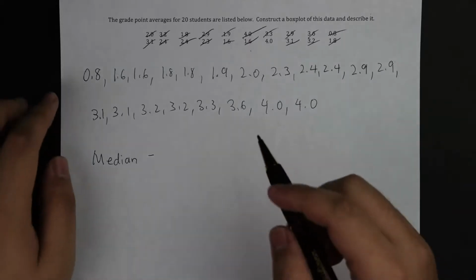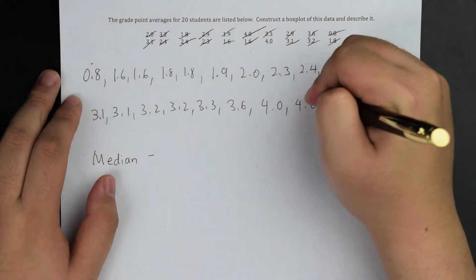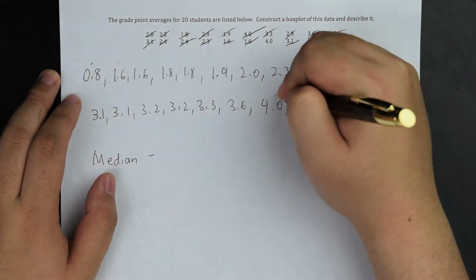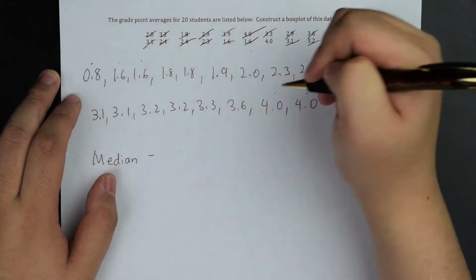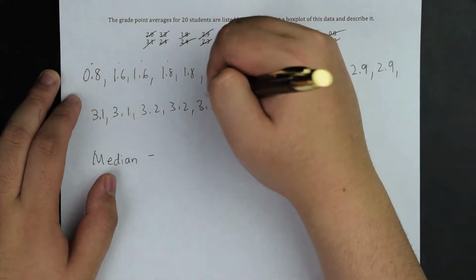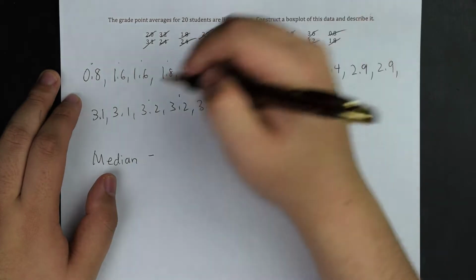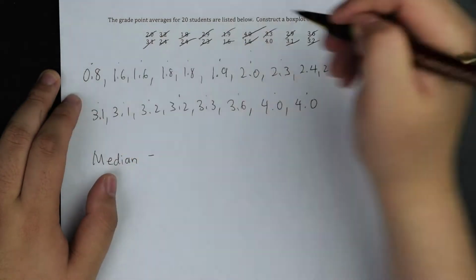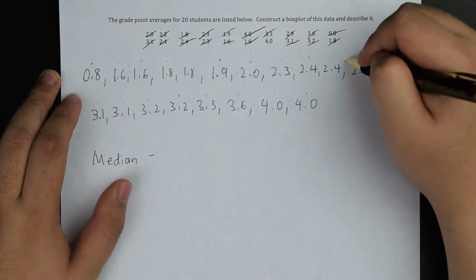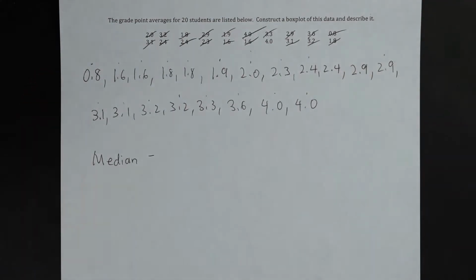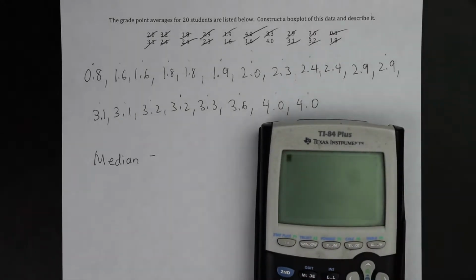So I'm going to put dots on top. I'm going to find the middle number and identify it and show you where it would be. Just putting dots so I don't slash out numbers this time. 2.0, 3.1, 2.3, 3.1, 2.4, 2.9. So it's going to be between 2.4 and 2.9. When there's not a clear middle number and it's stuck between two numbers, you're going to find the average between those two numbers. So I'm just going to do it on the calculator real quick.